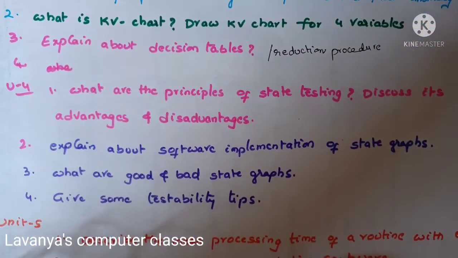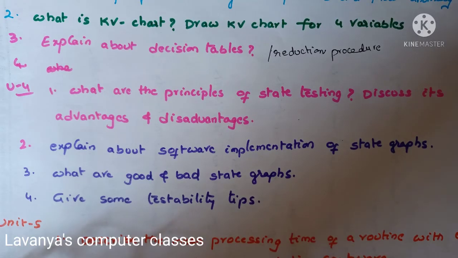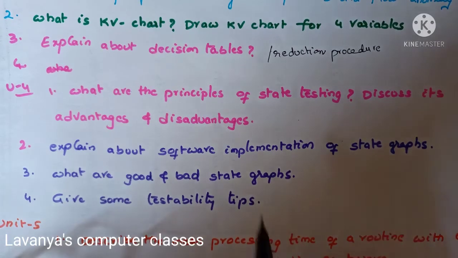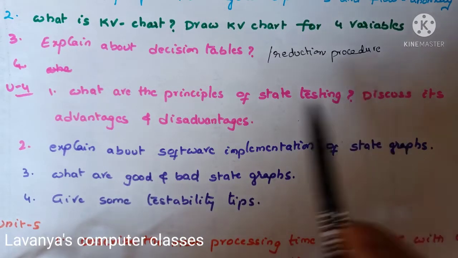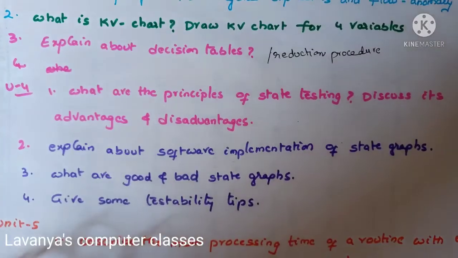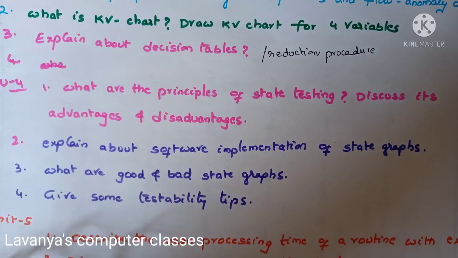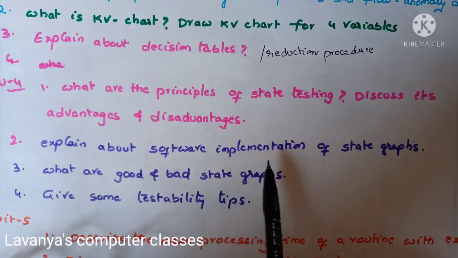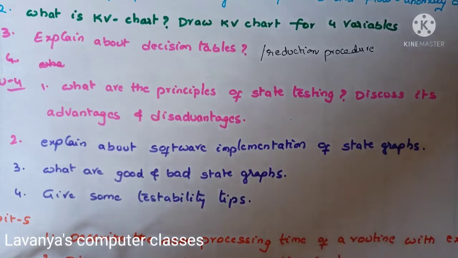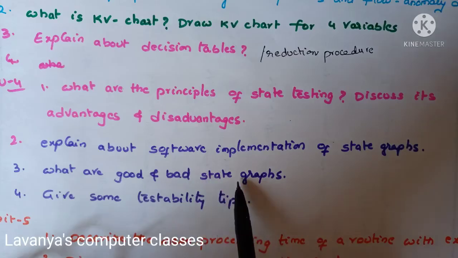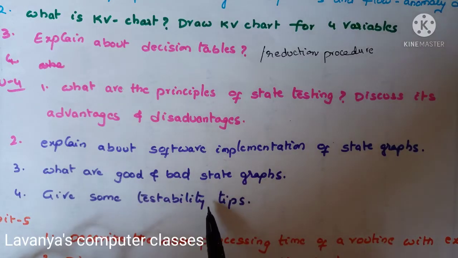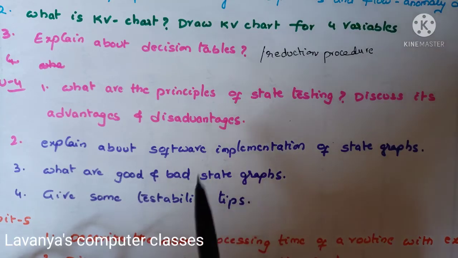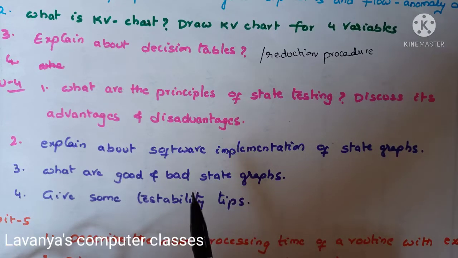Next, unit 4. Unit 4 is one very simple unit, only state graphs and transition testing. So in this, the questions are: what are the principles of state testing? Discuss its advantages and disadvantages. Explain about software implementation of state graphs. What are the good and bad state graphs? And give some testability tips. How can you check testing? For that, what are the tips you have to follow? So these are the important questions in testability tips.